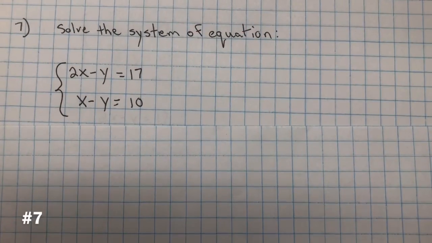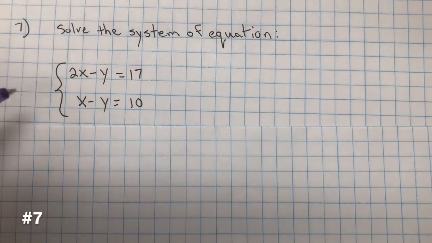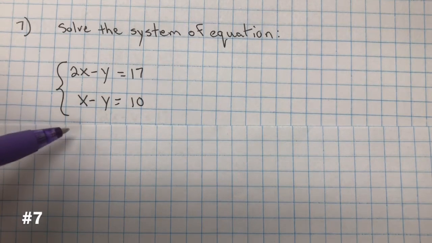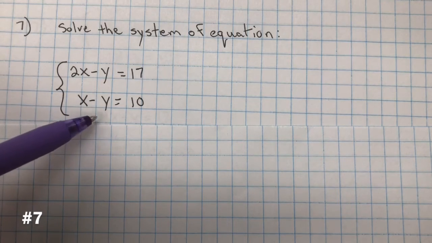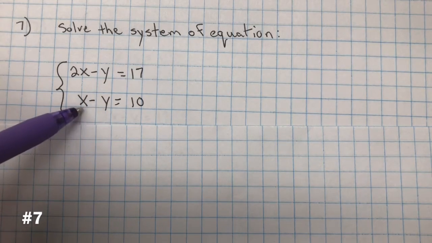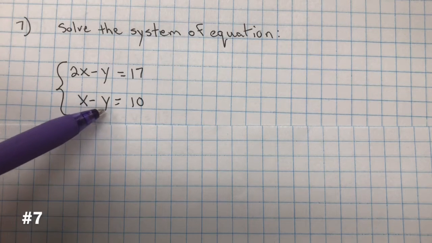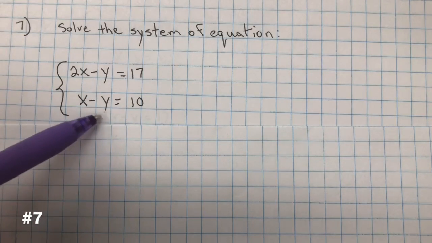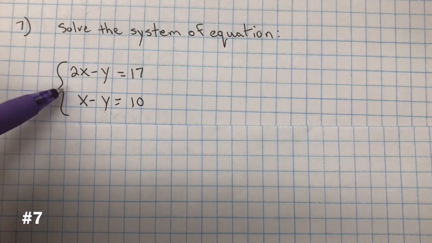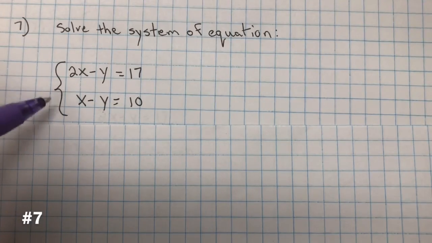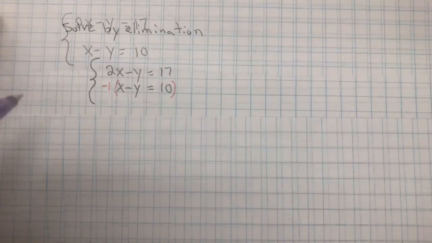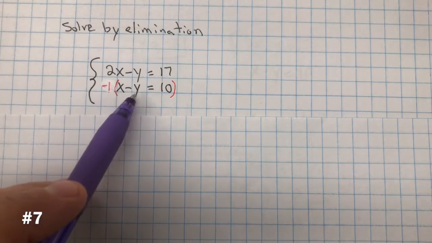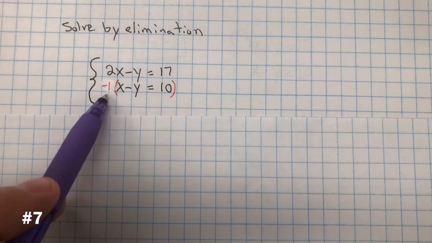For number 7, I need to solve the system of equations. For this one, it makes sense to use the elimination method. If I wanted to use the substitution method, substituting what y equals, I could get y by itself and bring all the other terms to the other side, so y is by itself, and then substitute it. But for this one, elimination seems easier. So to solve by elimination, I'm going to multiply each term in the second equation by -1.